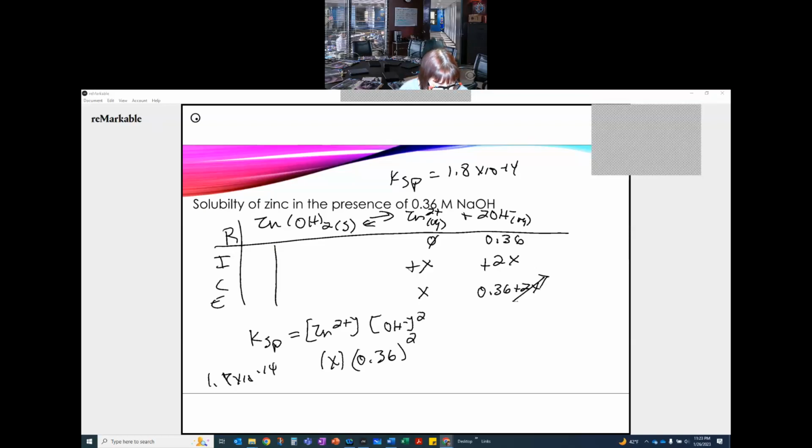So I take that 1.8 times 10 to the minus 14th, and I divide that by 0.36 squared, and that gives me x equal to 1.4 times 10 to the minus 13. Sweet. Oh my God, that was so exciting.